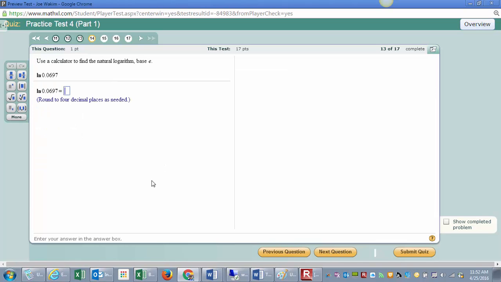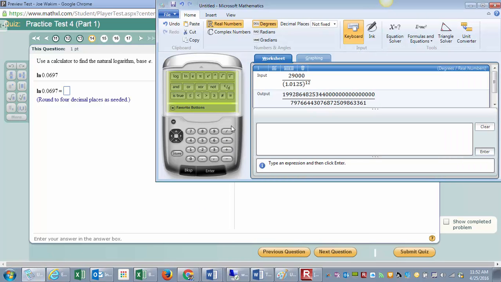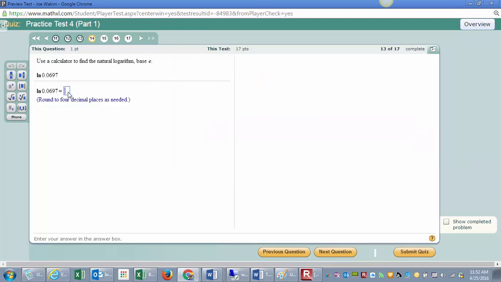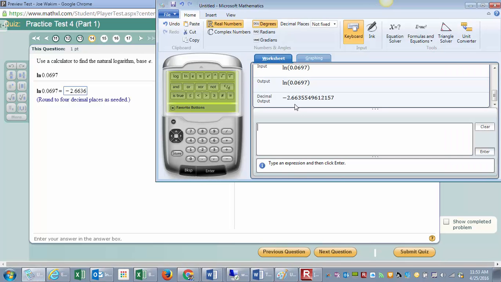14. Use a calculator to find the natural log, base e. So when we go to the calculator, make sure to use the ln of 0.0697. Enter. And the final answer is negative 2.6636. Okay, so round it to the nearest 4 decimals. Let's look again. So negative 2.66355, but the 55 here will round to 60. And this would be 6 here, so negative 2.6636. Okay, good. Let's try 15.